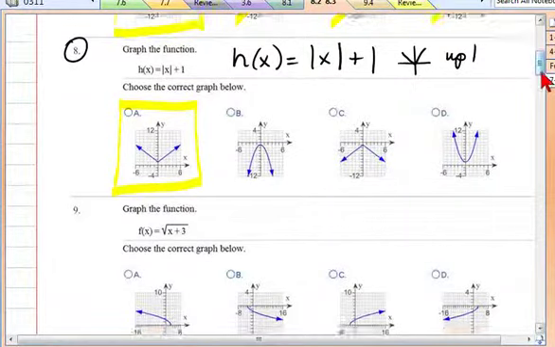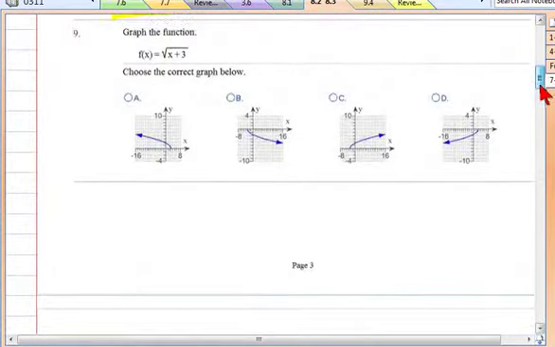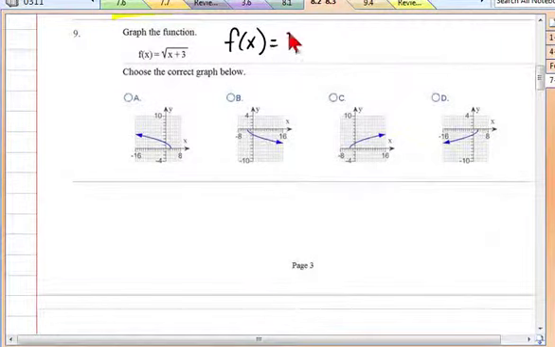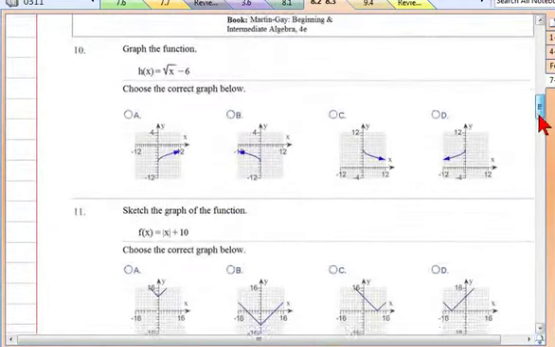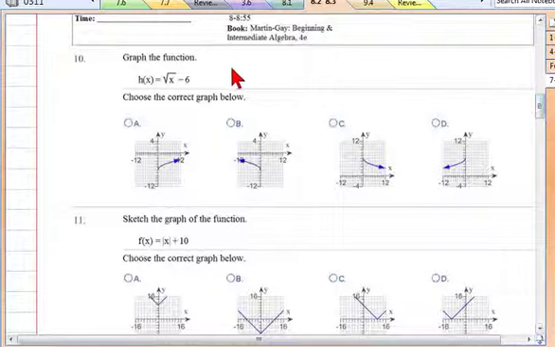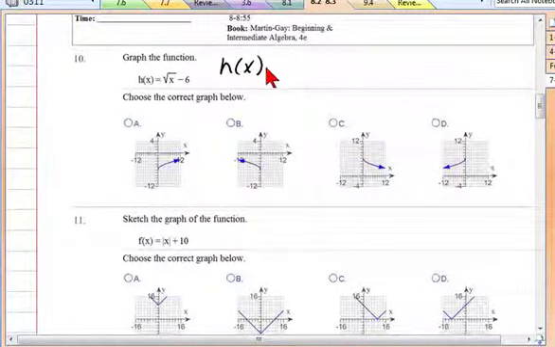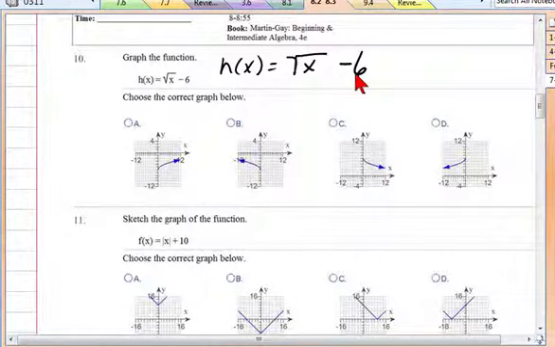All right, let's look at 9. It asks us to graph f of x is equal to the square root of x plus 3. Now, this one is a little bit premature. As a matter of fact, I'd like to skip ahead. I'm going to do that one. I want to skip ahead to number 10, and it says h of x is the square root of x minus 6. And then I'm going to go back and do 9.